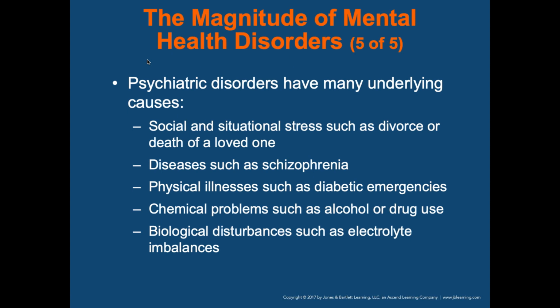Physical illness, such as a diabetic emergency, chemical problems, such as alcohol or drug use, biological disturbance, such as electrolyte imbalances. All these things can be underlying causes of a psychiatric disorder, where all they need is medications to help fix that and or to become sober and get off the drug or alcohol use that's there for the chemical problems. And it just so happens that where you guys are doing ride time, you actually covered 2 different places that deal with these types of disorders, as far as alcohol or drugs as well, different treatment centers.